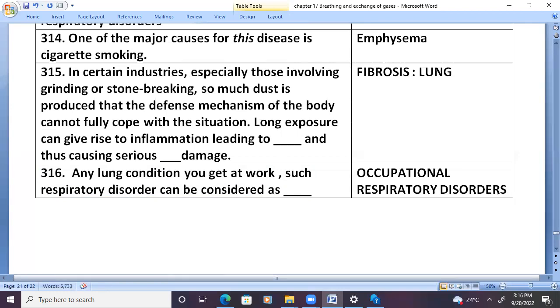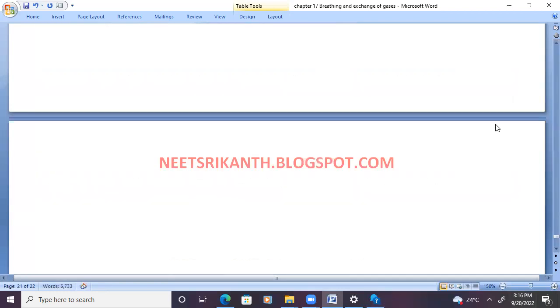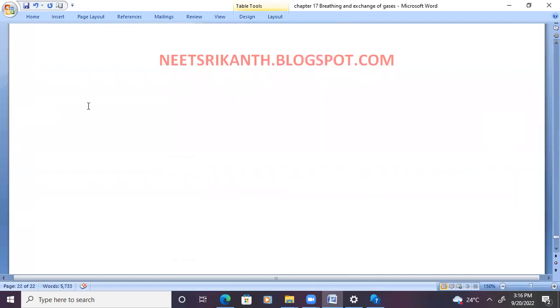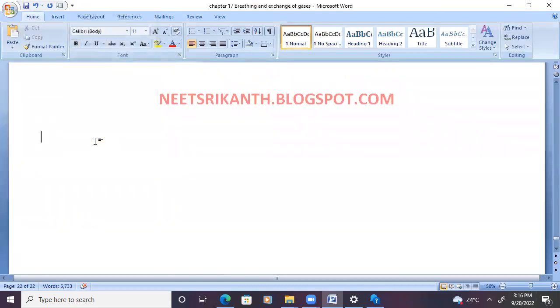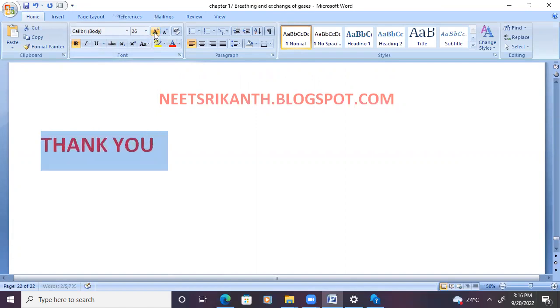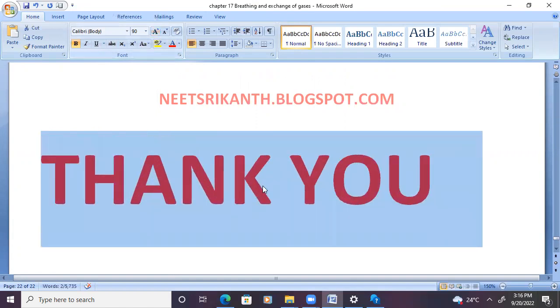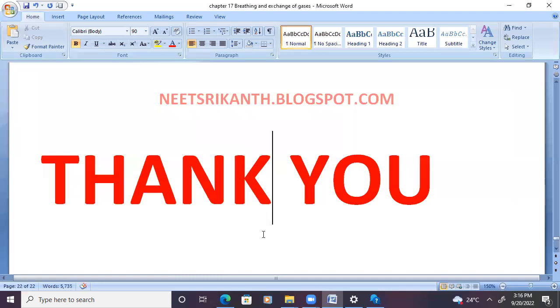So these are the 316 questions of breathing and exchange of gases. Read the text and try to practice the answers here. Try to answer the particular questions given here. Every sentence of the NCERT is completely covered. So practicing the questions from here will definitely be helpful to get the full marks, 360 by 360, in the NEET examination. Thank you.